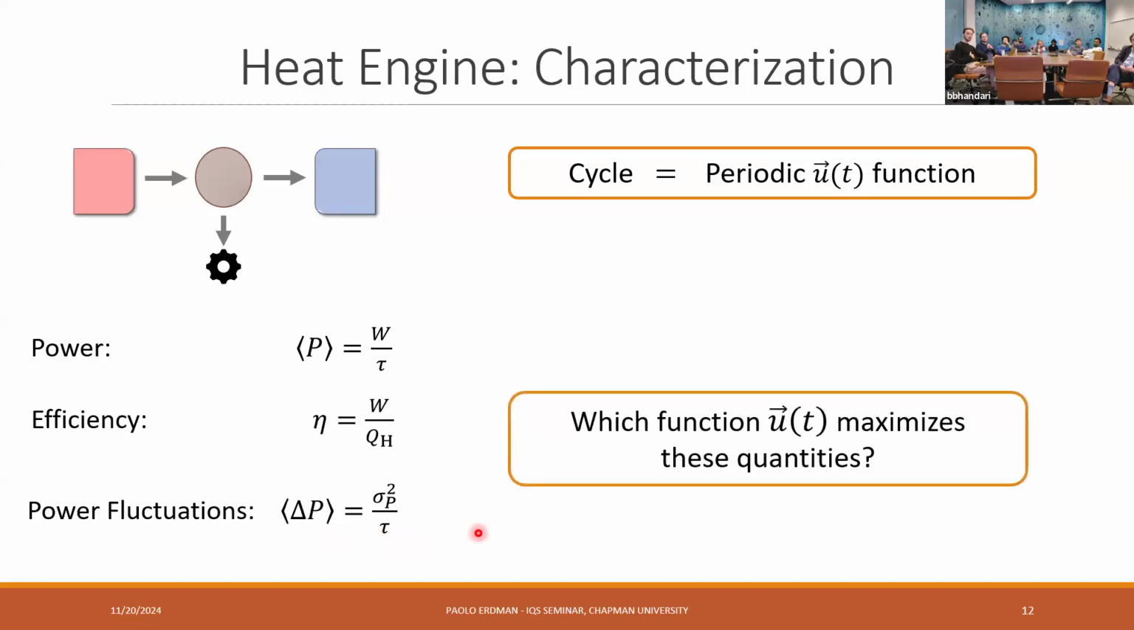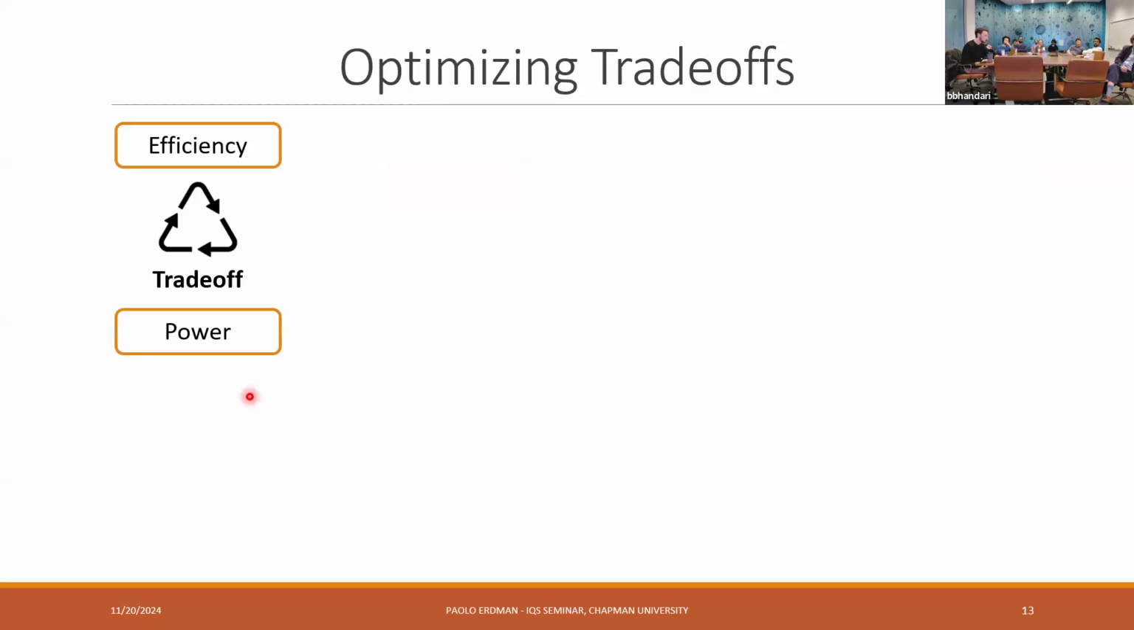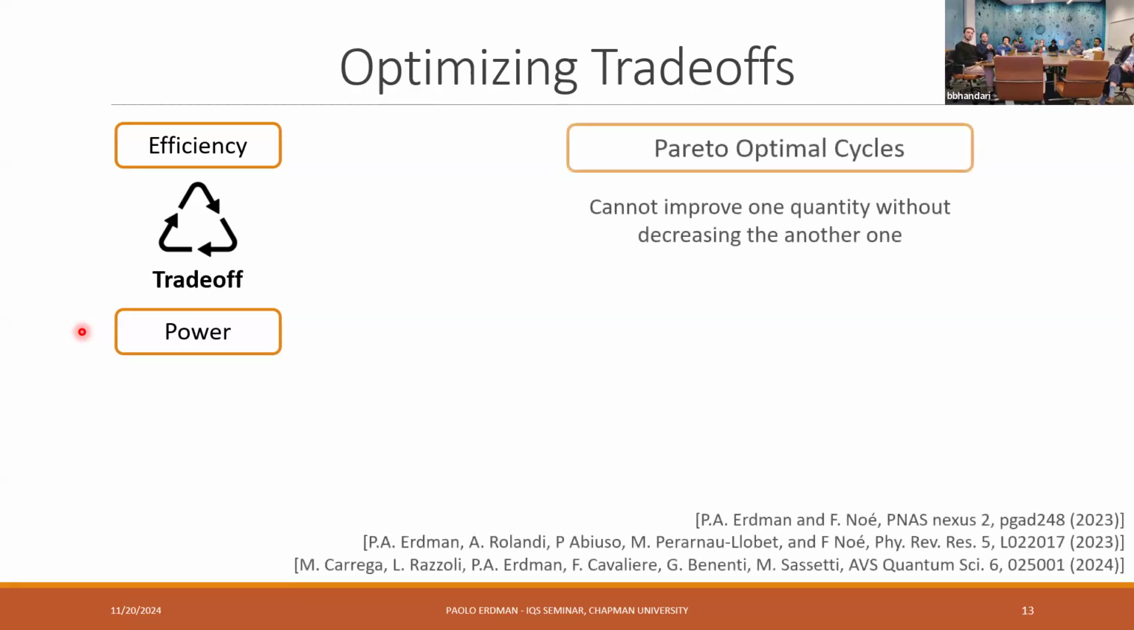And the main question we want to answer is what functions UDT? So which cycles optimize these quantities? We know, I guess it's quite intuitive, that there's a trade-off between power and efficiency. If your car is really powerful, it'll typically be inefficient, and vice versa. So the question is, how do we even define an optimal protocol if there's this trade-off between two objectives, between two quantities? So we use this concept of, let's say, Pareto optimality.